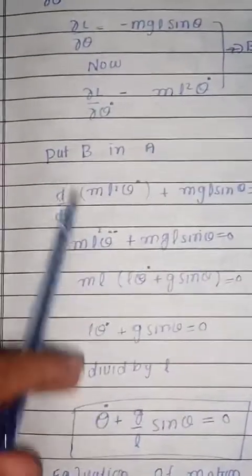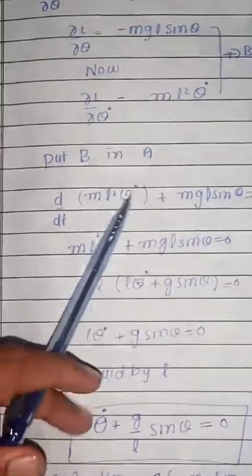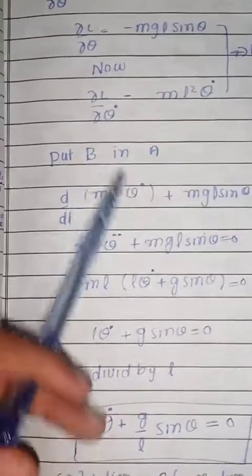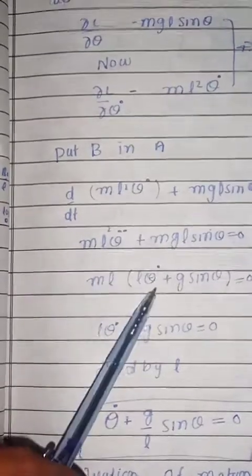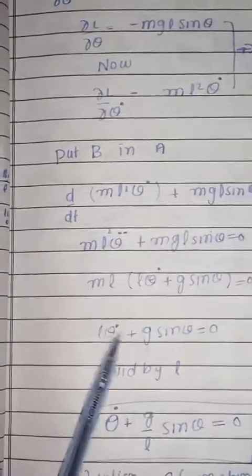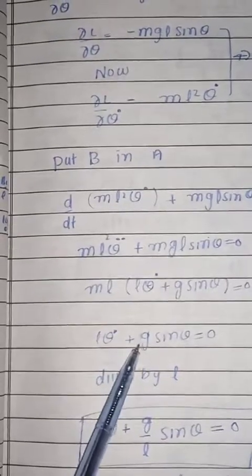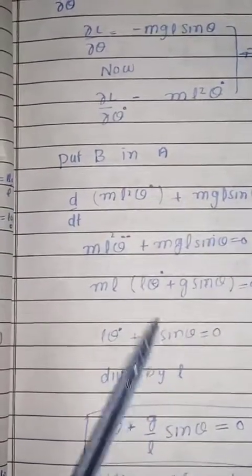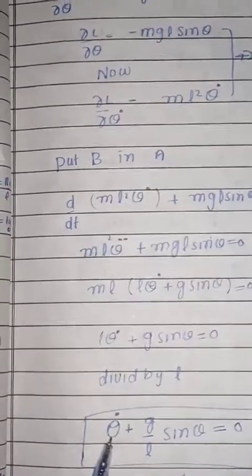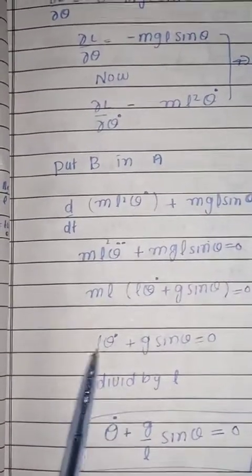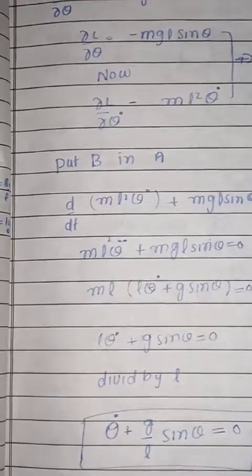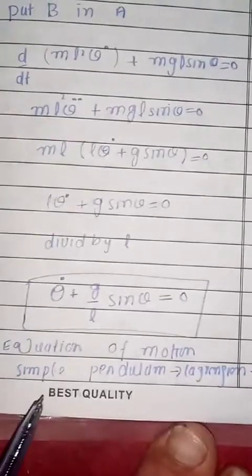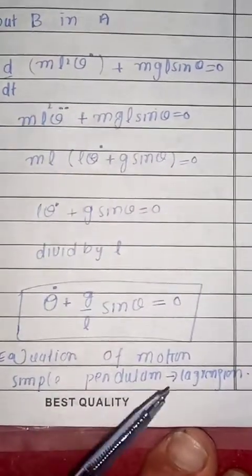Now take the derivative. m L square theta double dot, because it is the acceleration, plus mgL sin theta equals 0. Taking m L common, L theta double dot plus g sin theta equals 0. Now dividing both sides by L, the L vanishes, so theta double dot plus g divided by L sin theta is equal to 0. So this is the Lagrangian of a simple pendulum. The equation of motion of a simple pendulum by Lagrangian is proved.